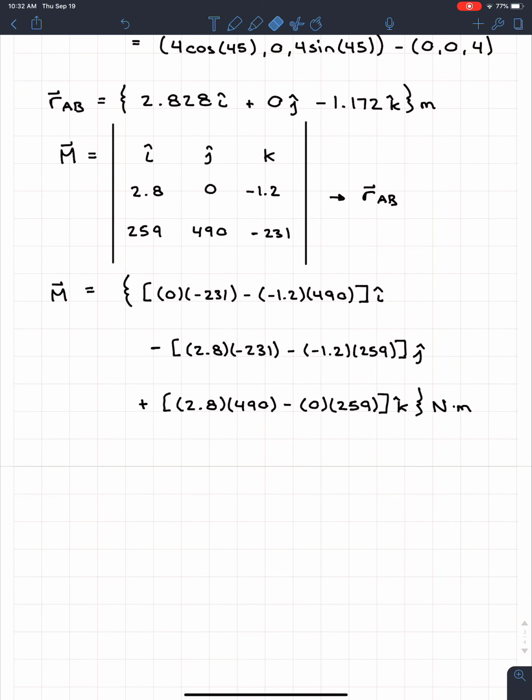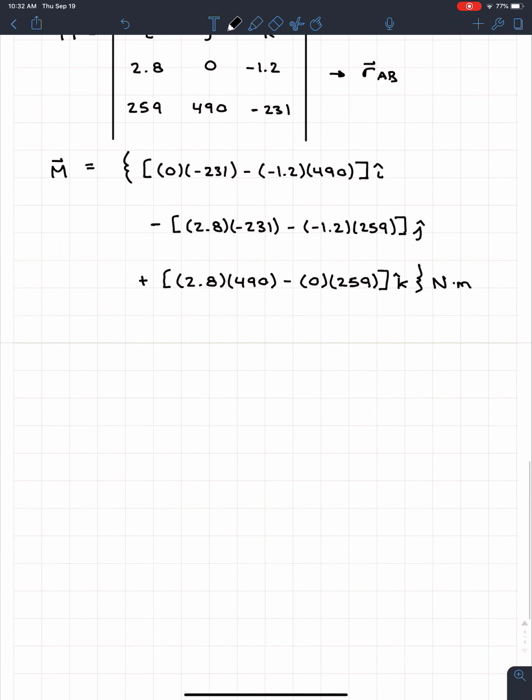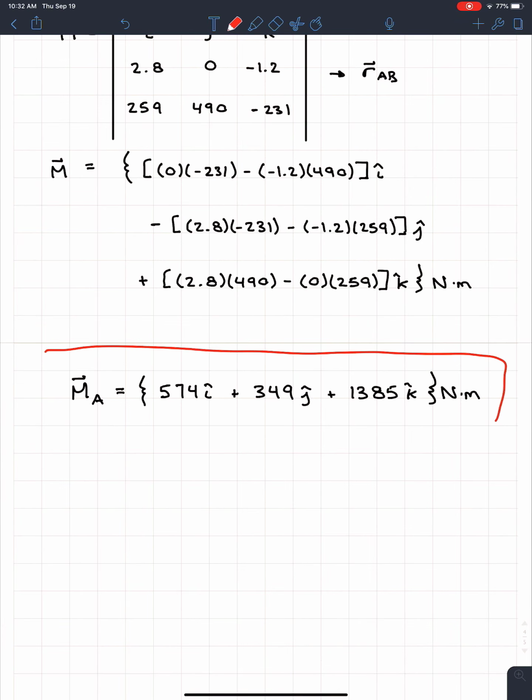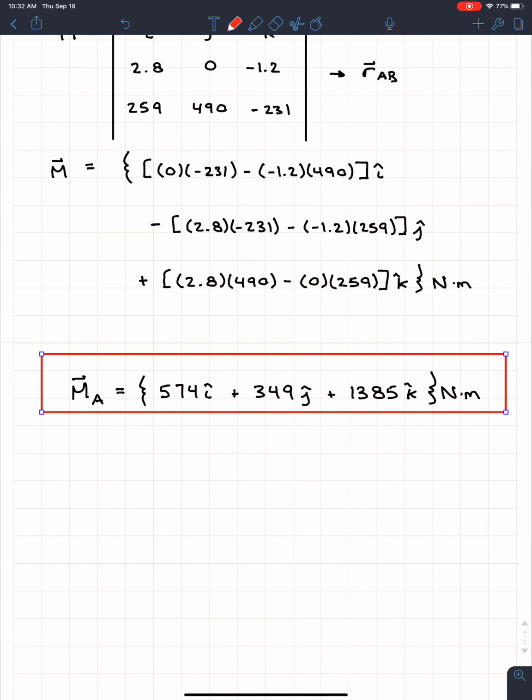All right, so when I do all the math, what I end up with is the moment at A is equal to, in brackets, 574I plus 349K, or sorry, J, 349J, and then plus 1,385K. So in the brackets, and our values in Newton meters. It's a final answer, so it's best to toss a nice box around it to let everybody know this is the final answer that you arrive at.